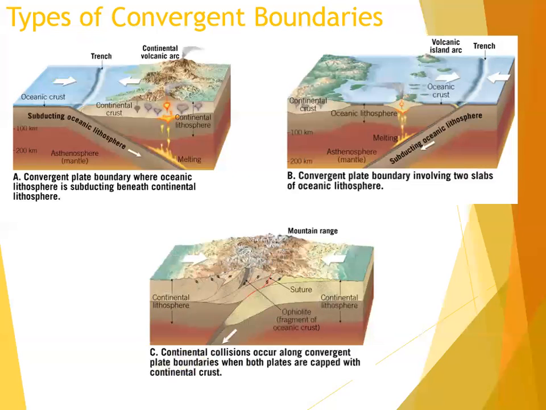And sometimes you get two oceanic plates where one of them will subduct under the other, and the result is the formation then of volcanic island arcs. We're going to look at at least one example of each of these types.